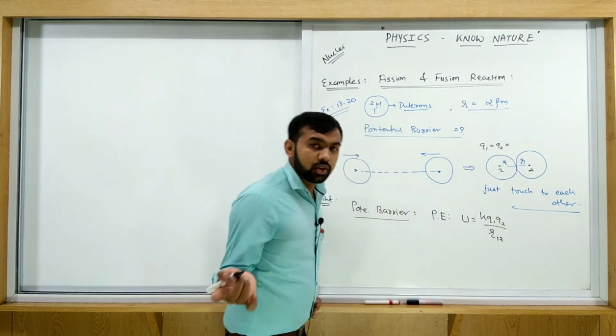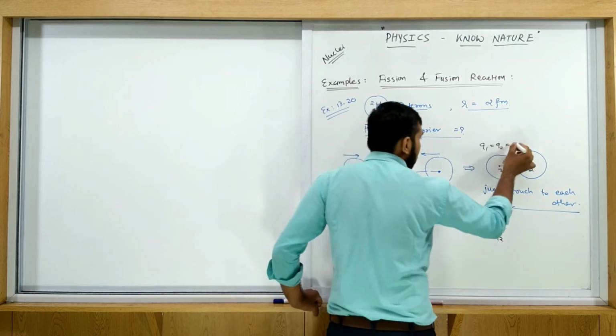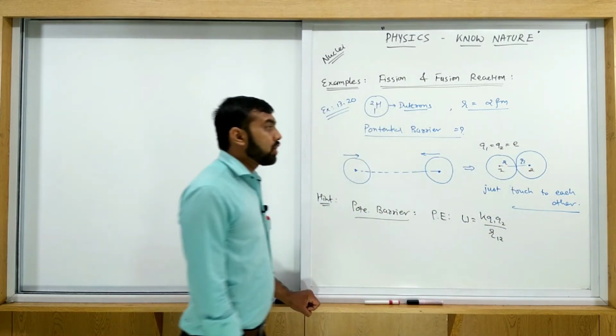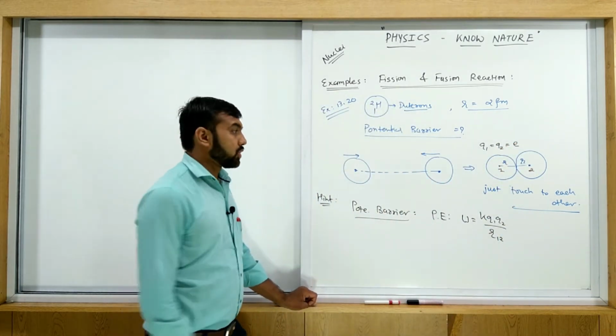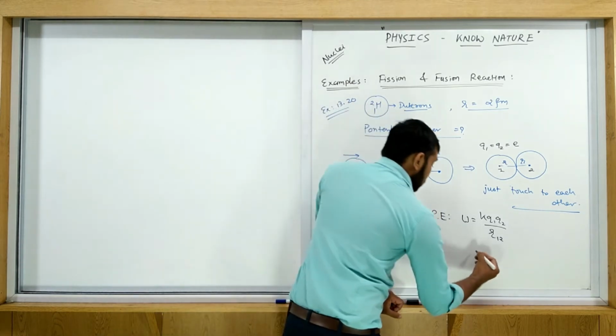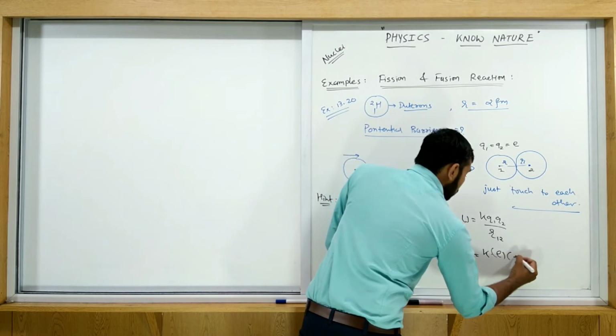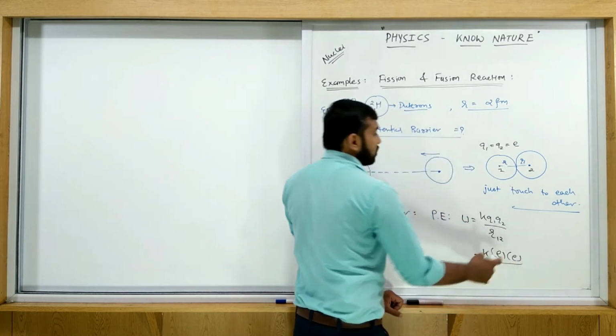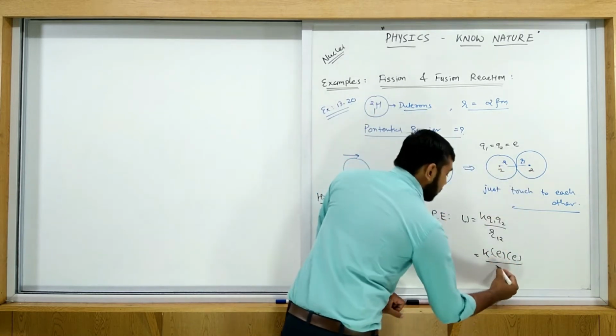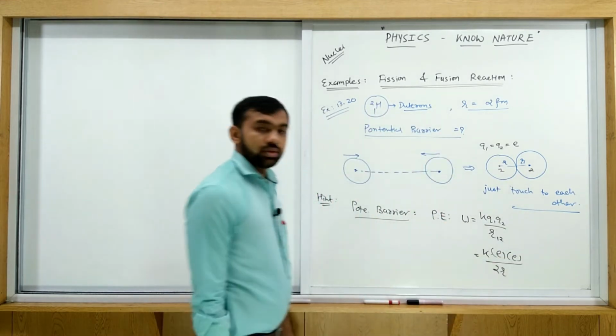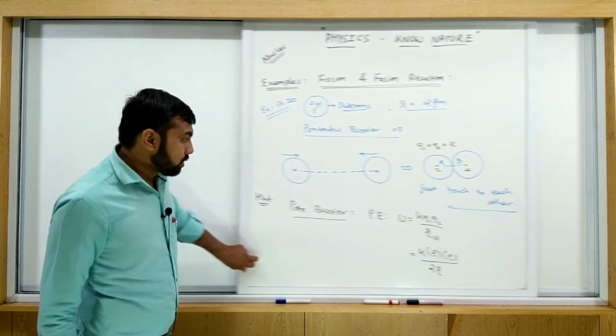What is the charge of proton? That is exactly the same as the charge of electron. So Q1 is equal to Q2 is equal to e. So let's put this value here. So what is this? K into e upon R12. What is R12? That is 2r. Let's put this value.